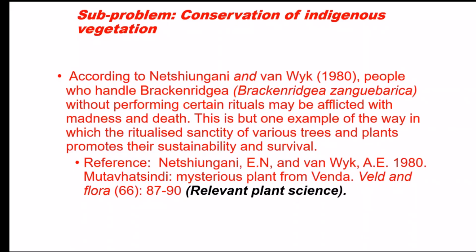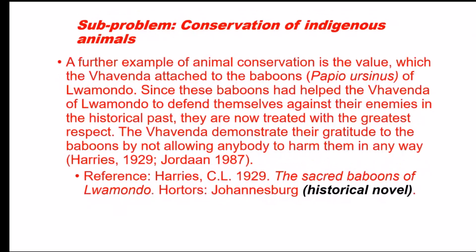And when I finish this one, I think it will be the last. If it's not the last, I'm going to skip because we have enough examples. By the way, I think it is sufficient, even if I don't go through it. But as with the others, this is a historical novel. Somebody was writing about the sacred baboons of Ramondo. And something very interesting is that this source is the oldest of all the sources that I've consulted, and it was written in 1929.